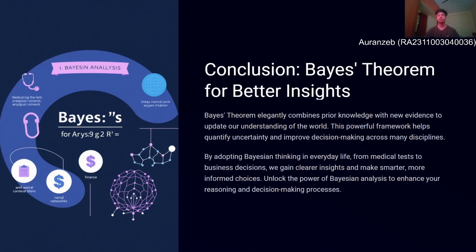So I'm concluding this with Bayes theorem for better insights. Bayes theorem elegantly combines prior knowledge with new evidence to update our understanding of the world. This powerful framework helps quantify uncertainty and improve decision making across many disciplines.